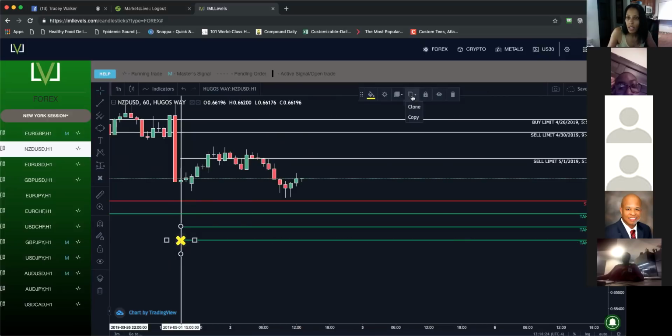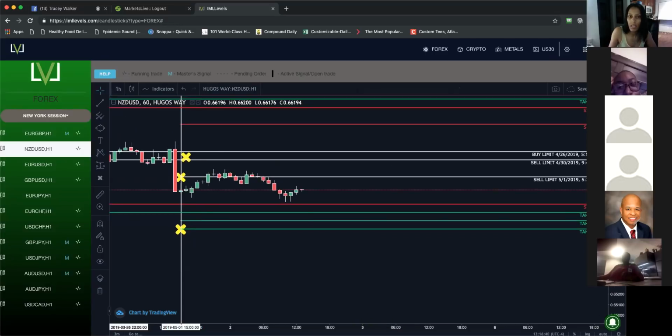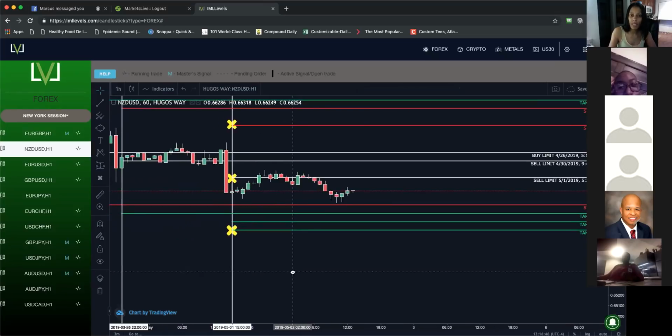Okay, let's clone this again. There we go. We've got our entry right here. Let's clone this again. And we've got our stop loss right here, okay? Everybody see that? Those are our levels right there, okay? So we came in, our trade got triggered right in here. Our take profit is way down here.